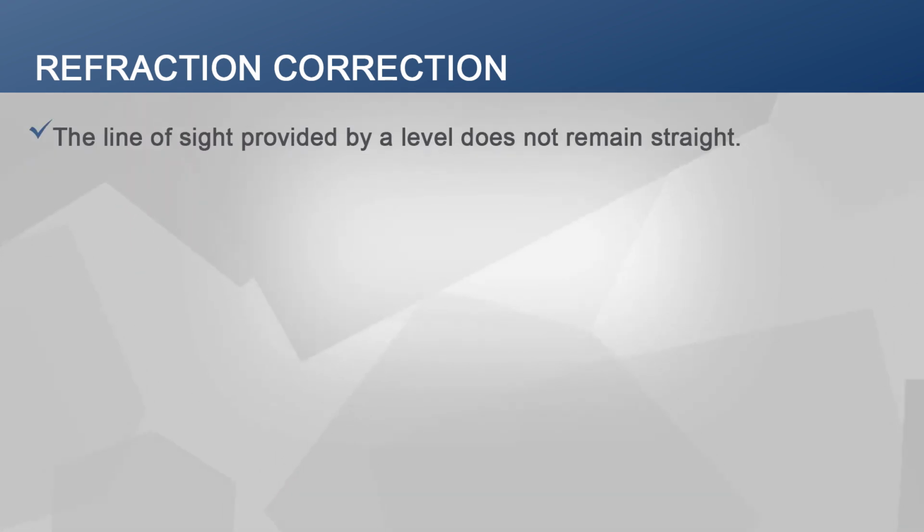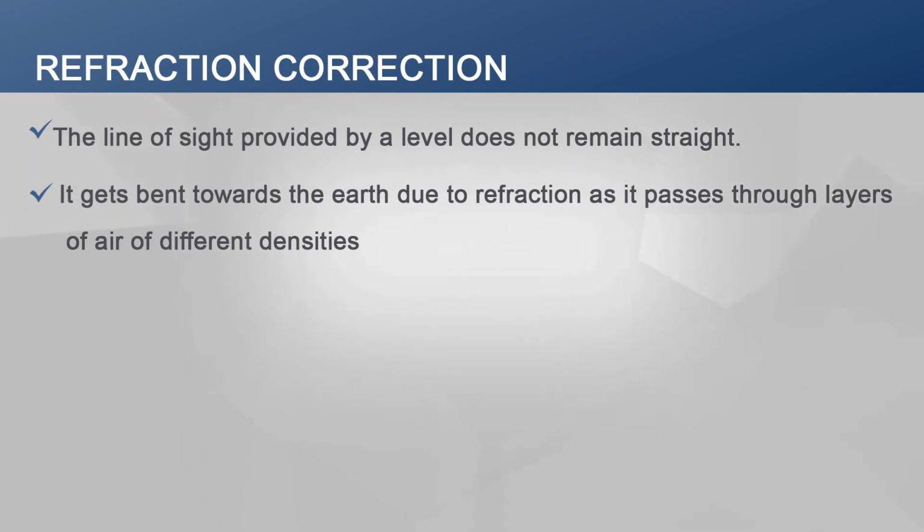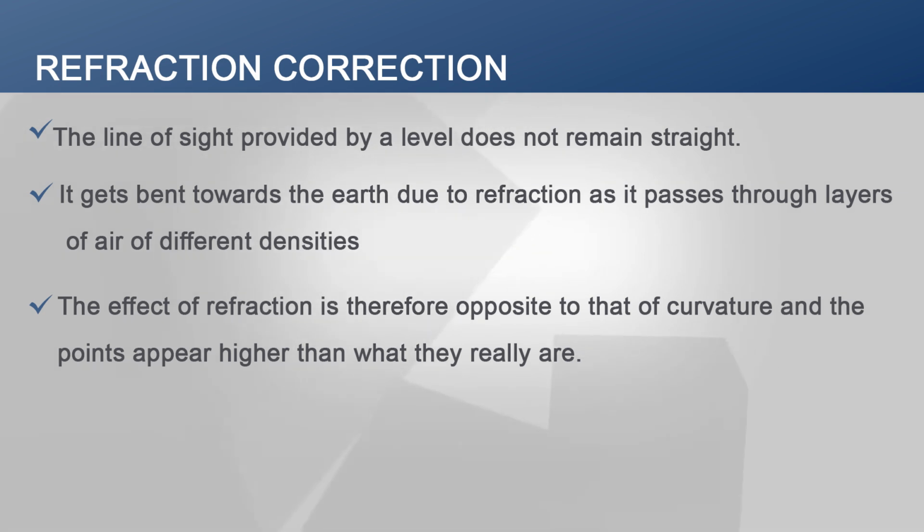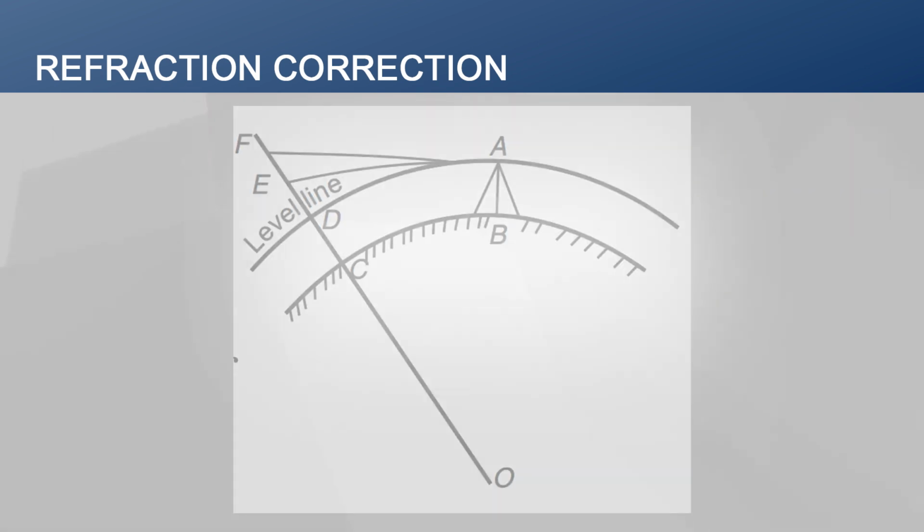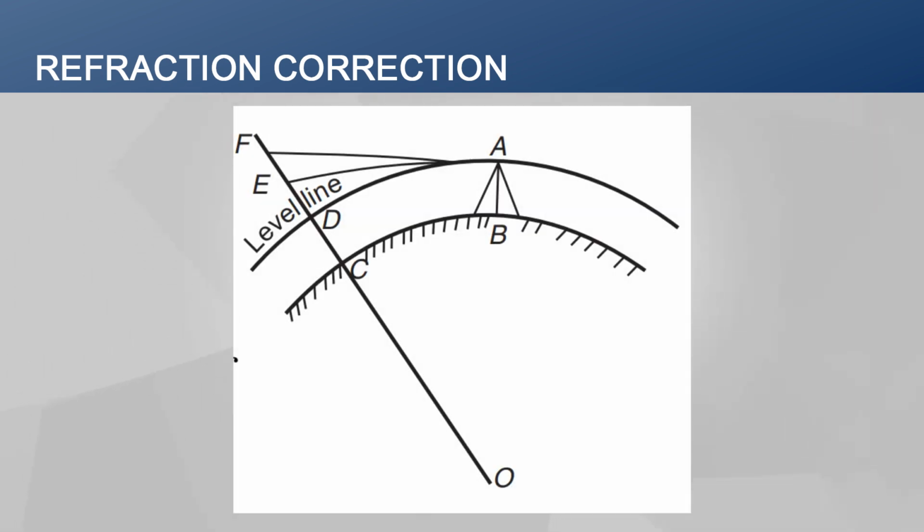So, what is refraction correction? The line of sight provided by a level does not remain straight. It gets bent towards the earth due to refraction as it passes through layers of air of different densities. The effect of refraction is therefore opposite to that of curvature, and the points appear higher than what they actually are. You can see in this figure, the correction of refraction is always added to the staff reading.